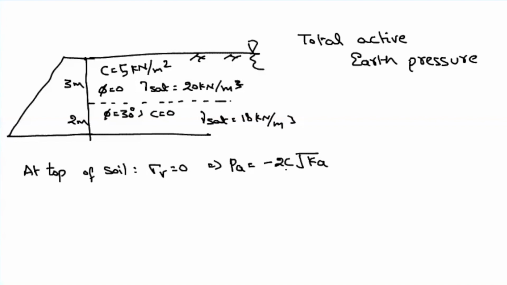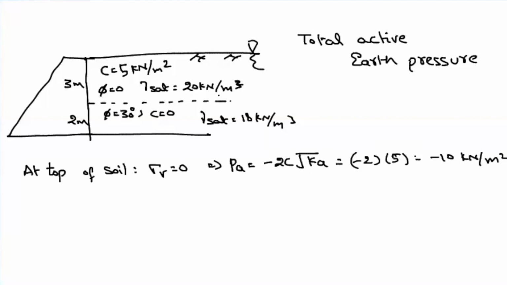C is given as 5. If phi is equal to 0, what about the K value? K is nothing but 1 minus sine phi by 1 plus sine phi. If phi equal to 0, we'll get it as 1. That will be equal to minus 2 into 5, that will be equal to minus 10 kilonewton per meter square.